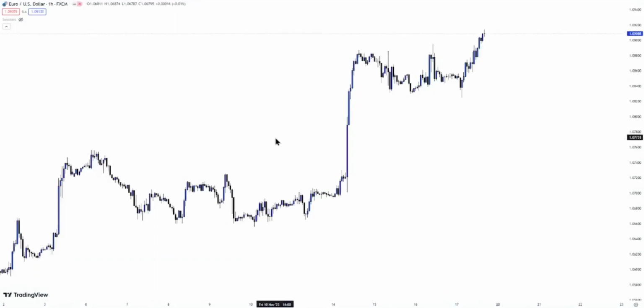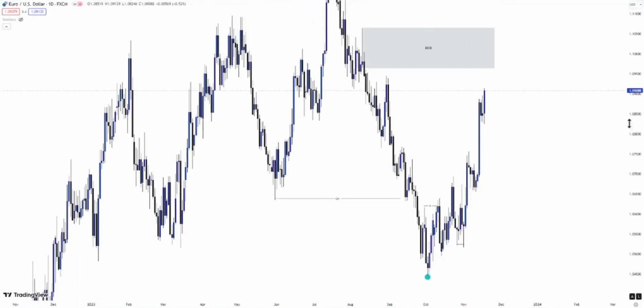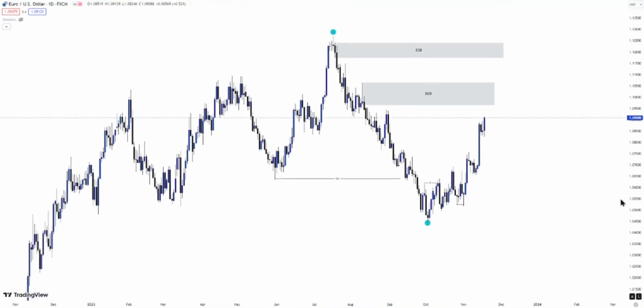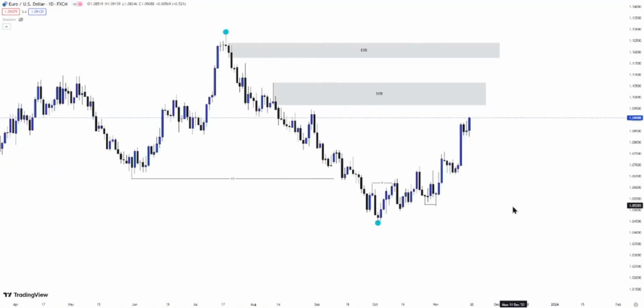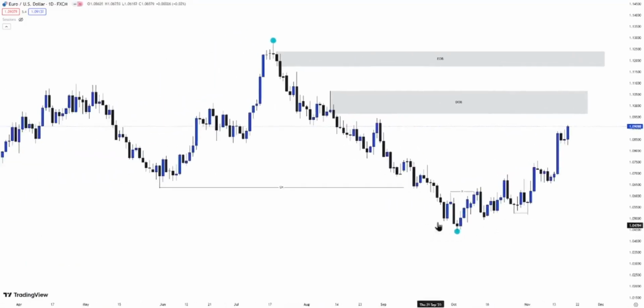Now, let's first of all get to the daily time frame and get an idea about the overall structure of the market. Now, this is the daily time frame of Euro USD. I'm not going to waste time on this at all. Now, take a look. This is the daily time frame of Euro USD.